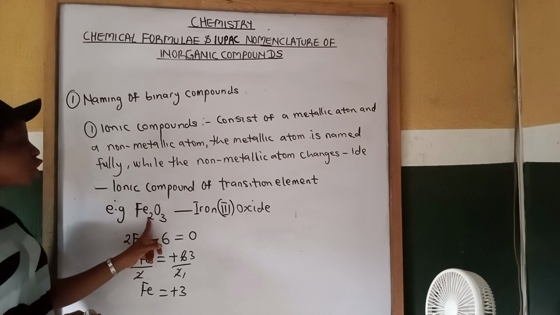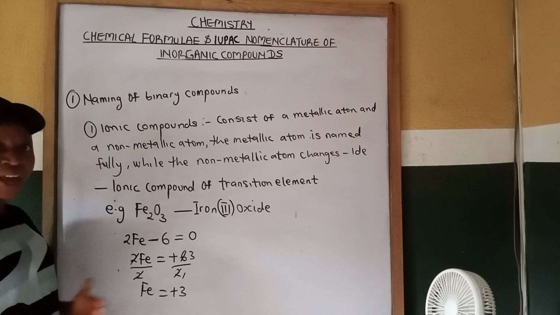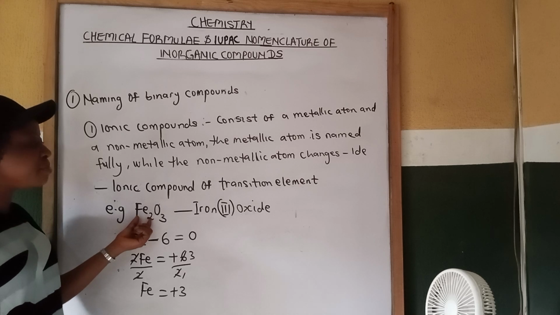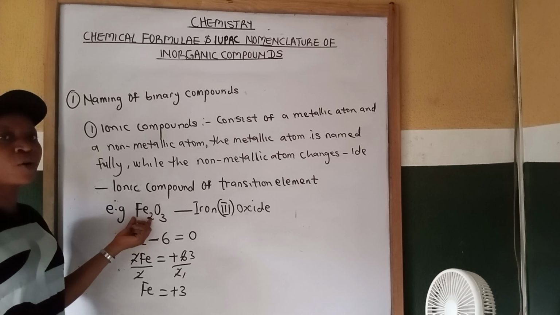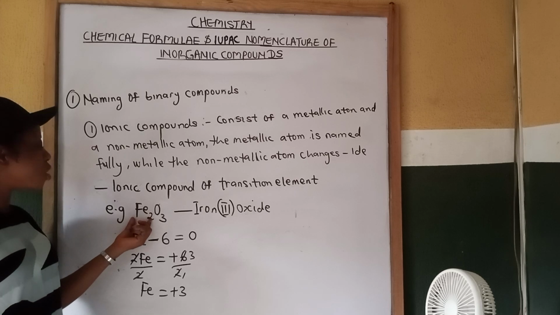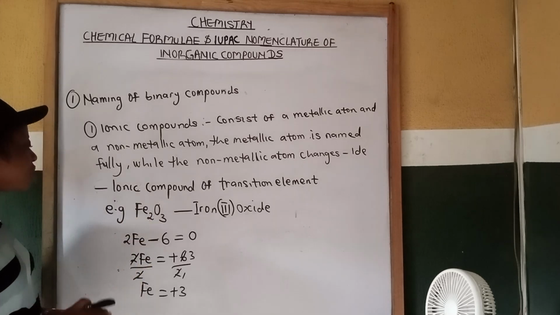That is for transition elements. But if you are talking about group 1 to 3 elements, you don't need to name the oxidation number of that metal. So group 1 to 3 metals, you don't need to name their oxidation number.